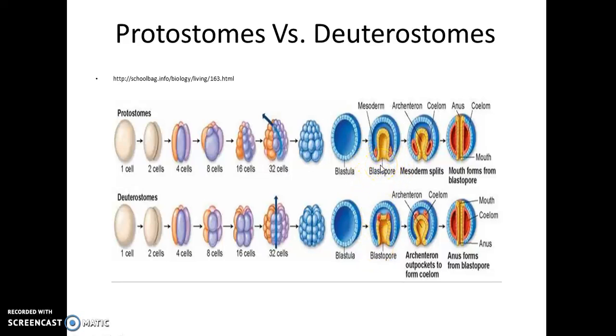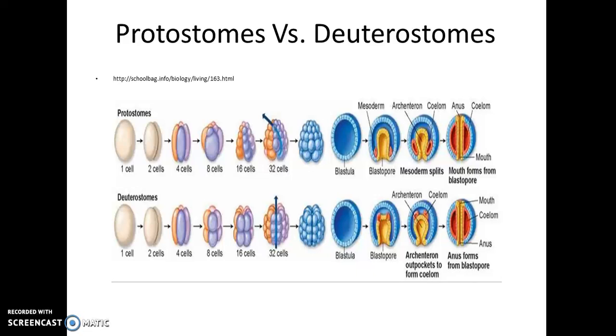That's what proto means, actually, mouth first, and deuterostome means mouth second. Here we have the mesoderm forming from the ectoderm, and here the mesoderm forms from the endoderm. So those are three differences between protostomes and deuterostomes. I might ask that question.